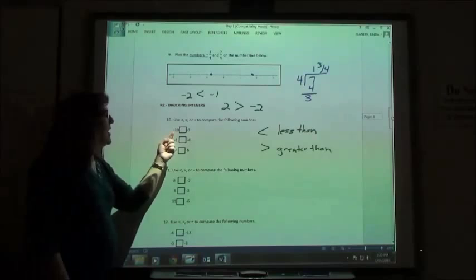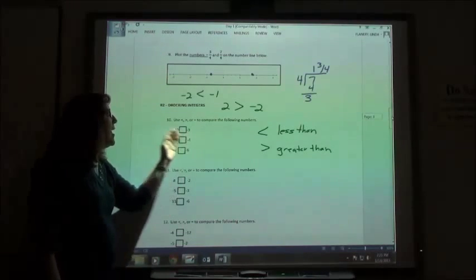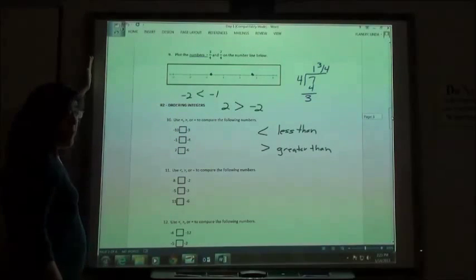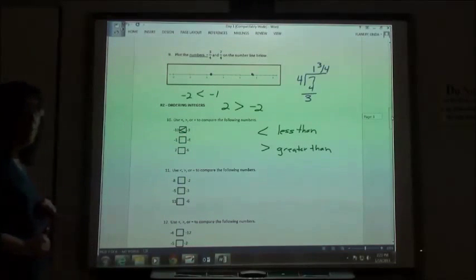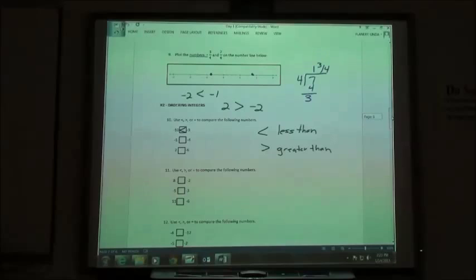So if I'm comparing -10 to -3, -10 would be way down here. It's going to be on the left side. It has a smaller value than -3 does. If I'm at -10 degrees, it's way colder than -3 degrees.